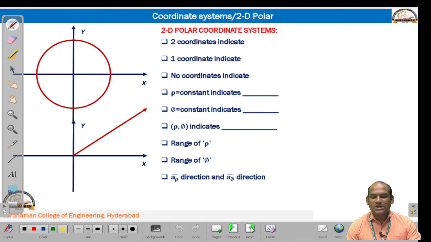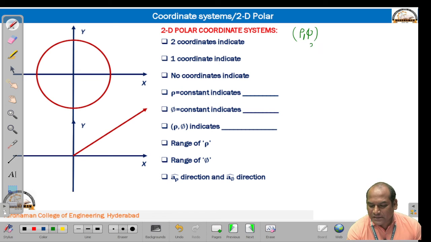Now, the two dimensional polar coordinate system. As I said earlier, whether we are using the two dimensional Cartesian coordinate system or the two dimensional polar coordinate system, these are for the representation of points on a plane. So, this is also for the plane only, but here the coordinates are represented with rho and phi. What is rho? What is phi? That we will see now.